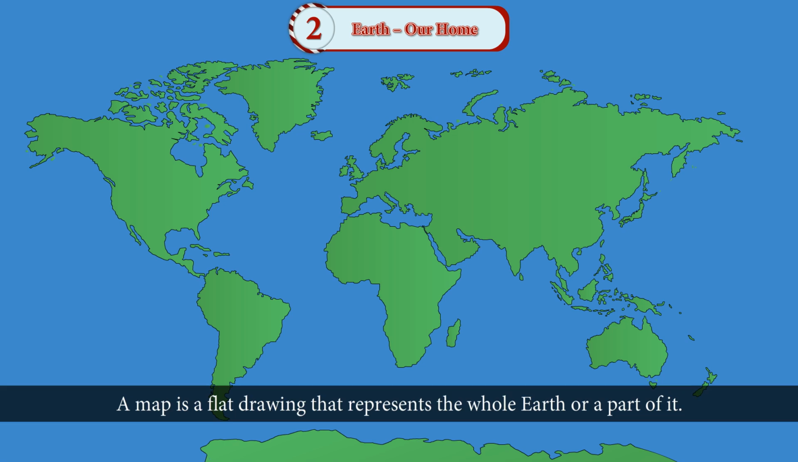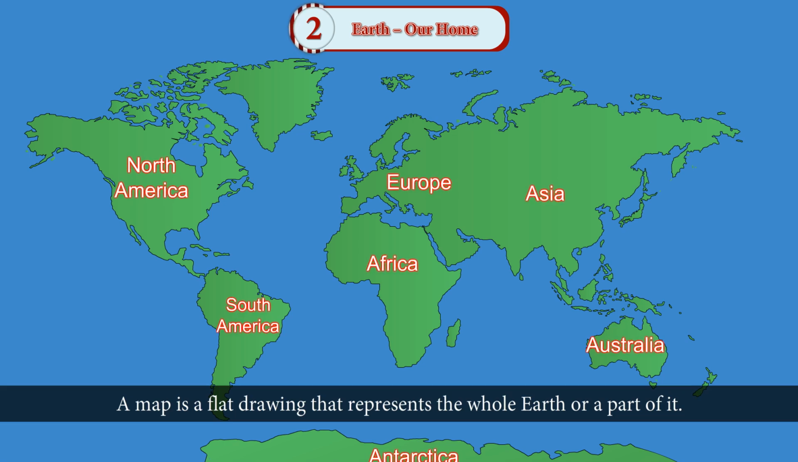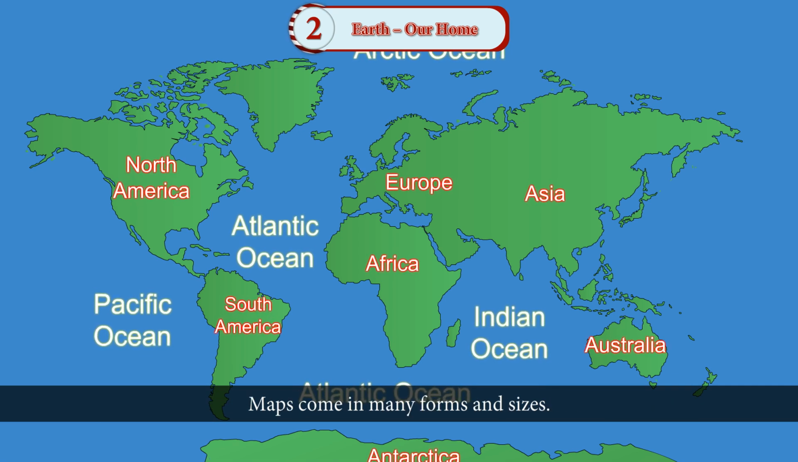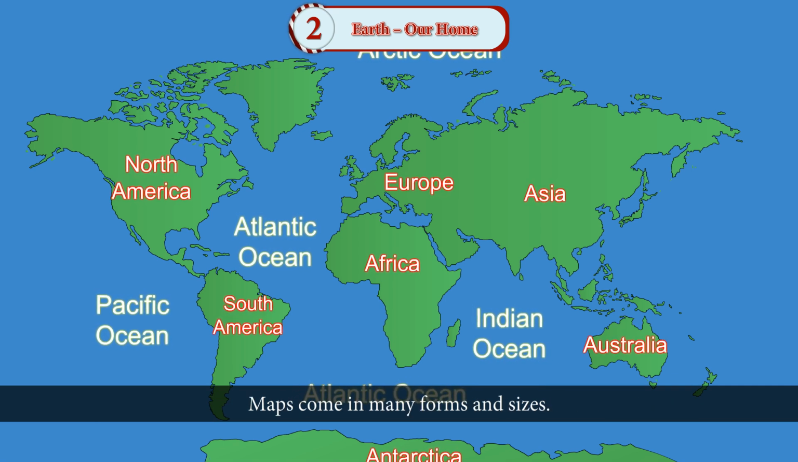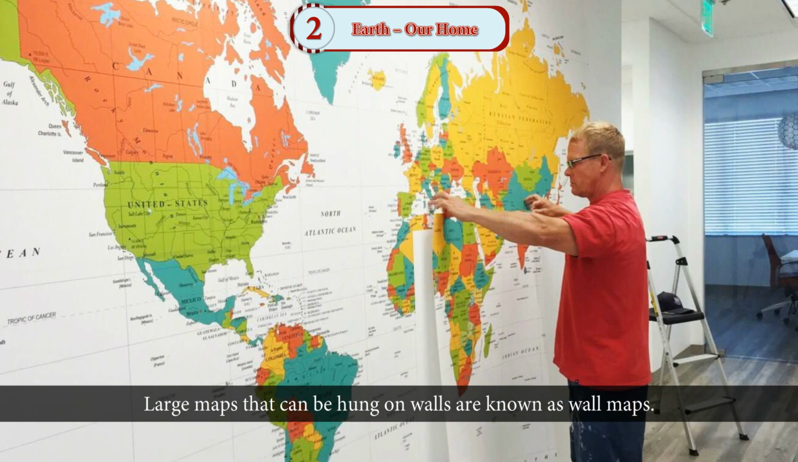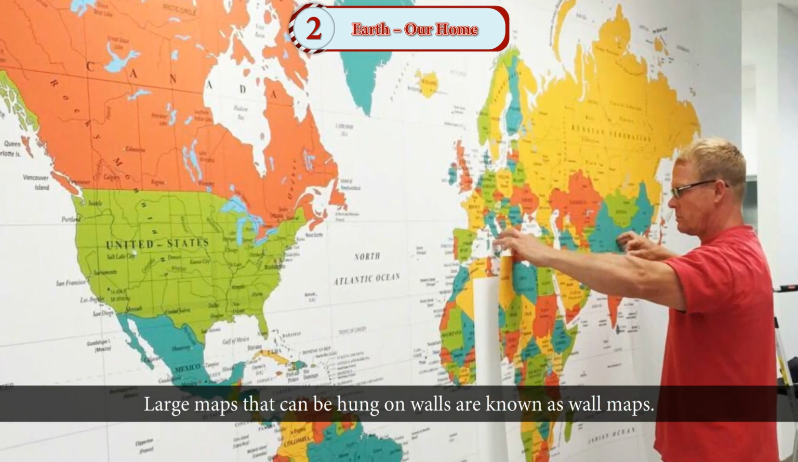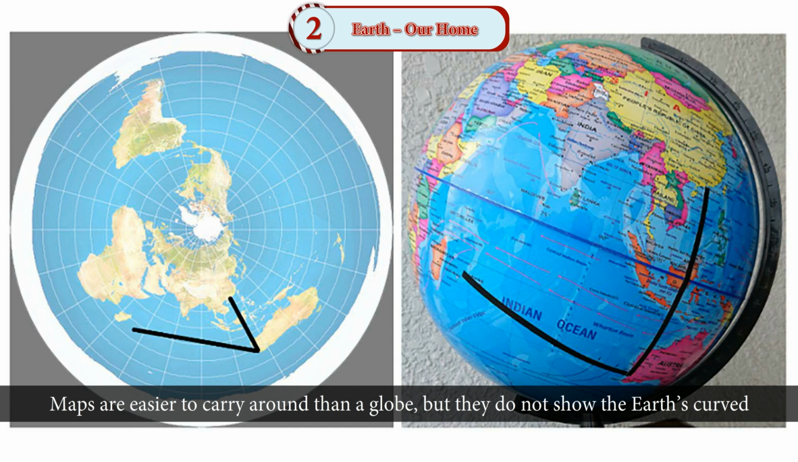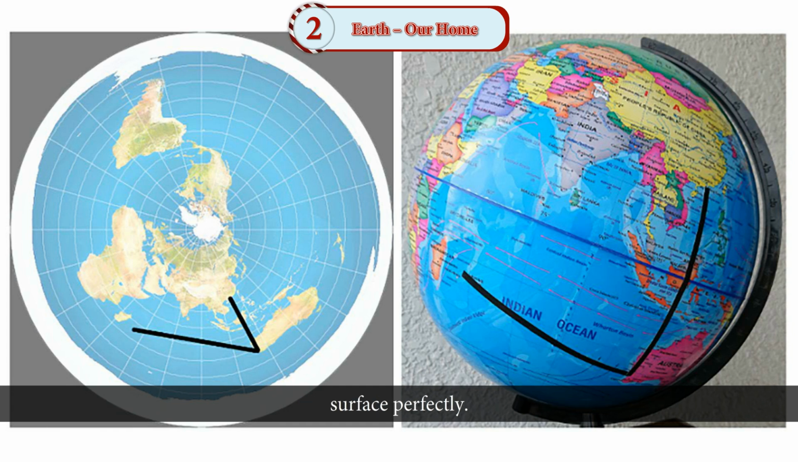Maps. A map is a flat drawing that represents the whole Earth or a part of it. Maps come in many forms and sizes. Sometimes, multiple maps are put together in a book called an atlas. Large maps that can be hung on a wall are known as wall maps. Maps are easier to carry around than a globe, but they do not show the Earth's curved surface perfectly.